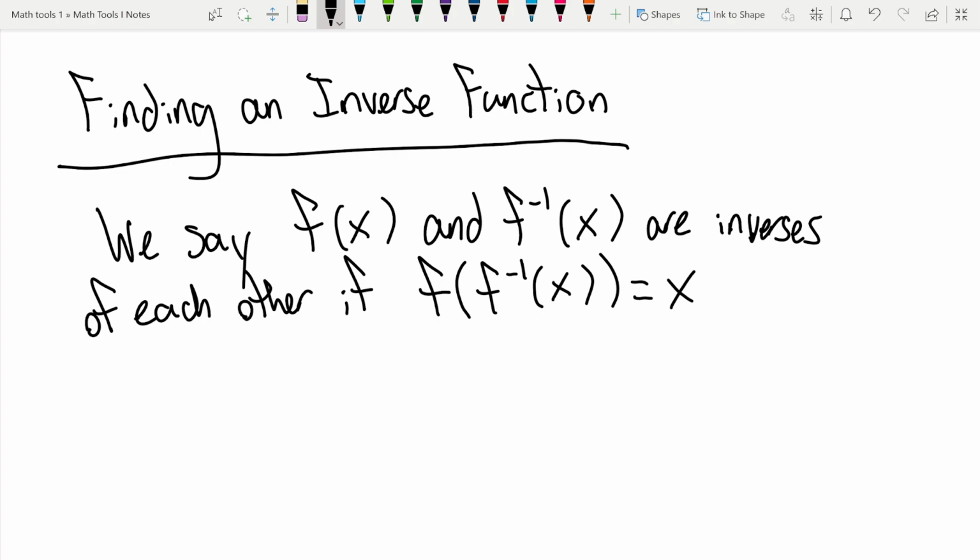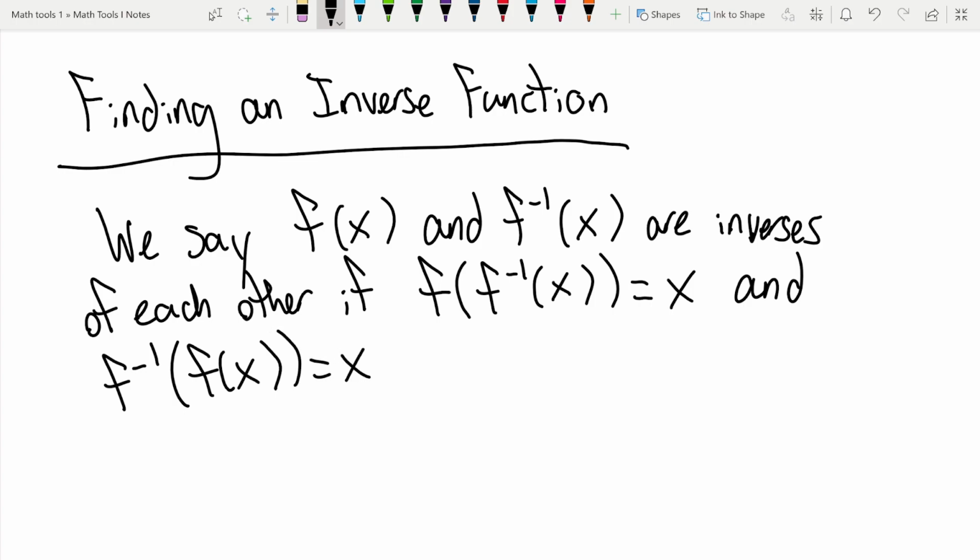So in other words, we compose them. We compose f with its inverse function. It should bring us back to the identity function, which in function composition would be x. But because this is not commutative, right? In other words, the order of the composition matters, we also have to make sure it works the other way. So, f inverse of f of x equals x. Okay, so we have to check both of these.